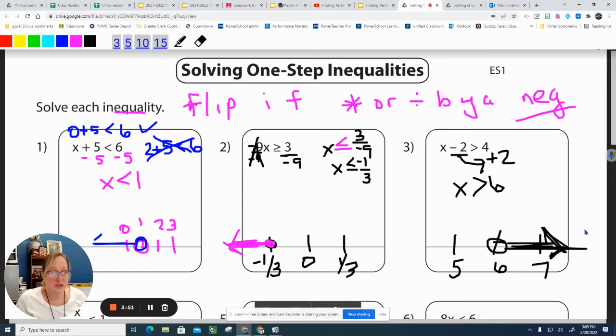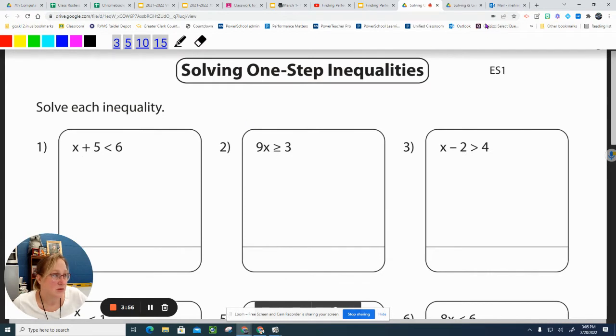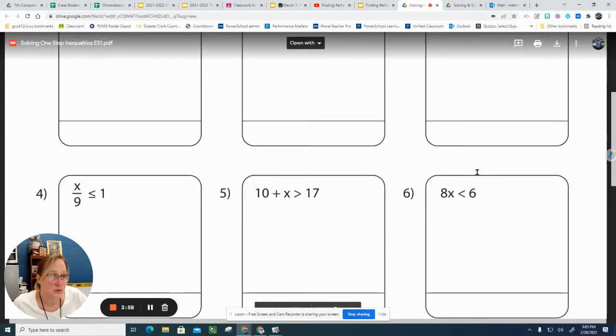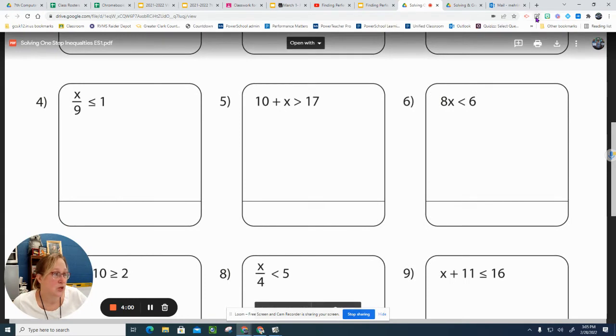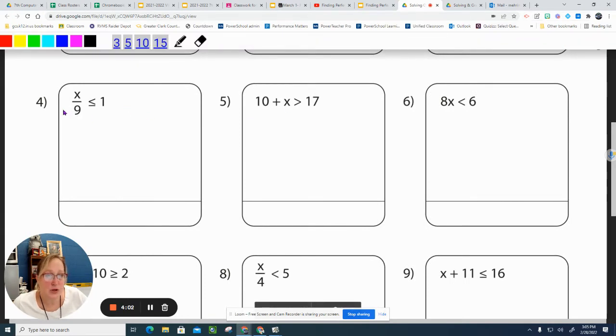Okay, done the first 3. We're going to do number 4 now. We're going to make this one down here a negative, but we'll get to that.